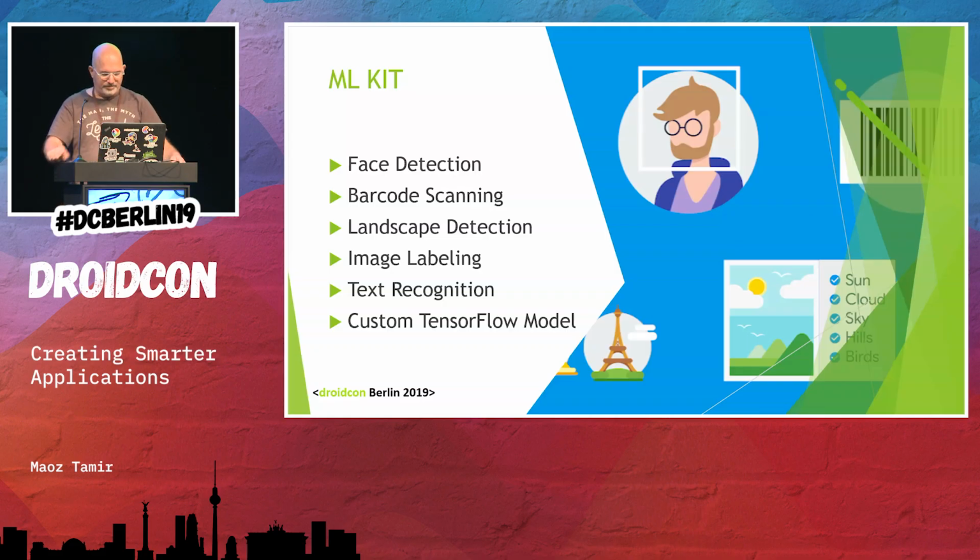running the actual prediction on the device itself. And out of the box today, you can use all these capabilities, which are face detection, barcode scanners, landmark detection, and image labeling. And currently, image object tracking was also added, which is also available.